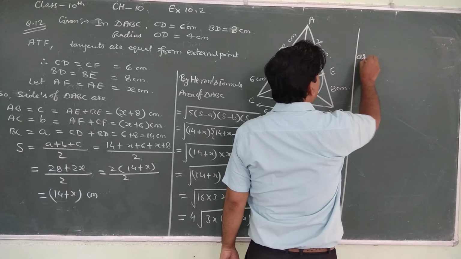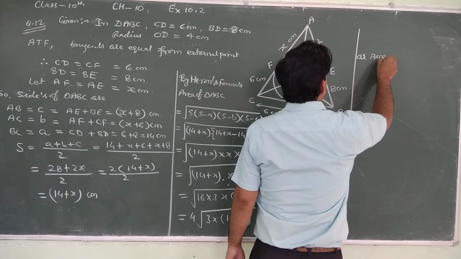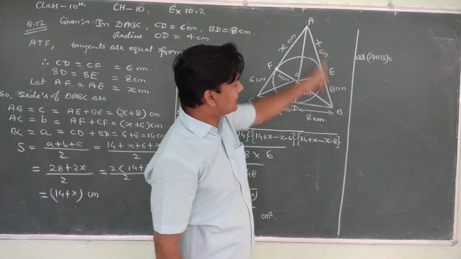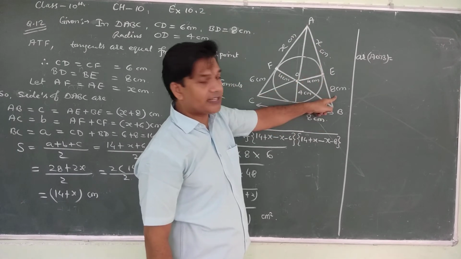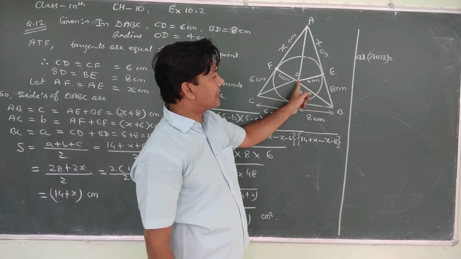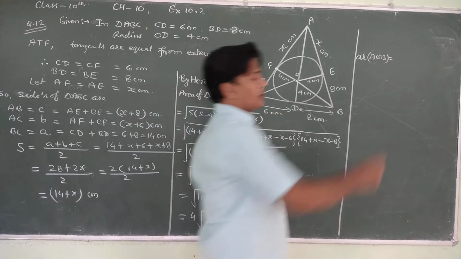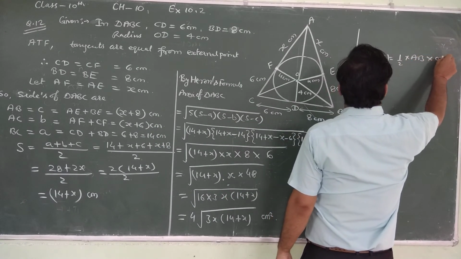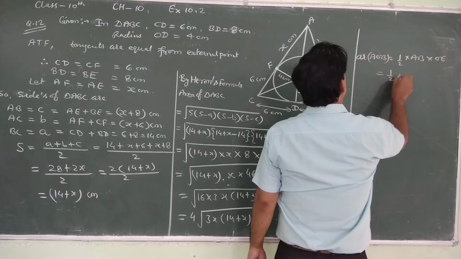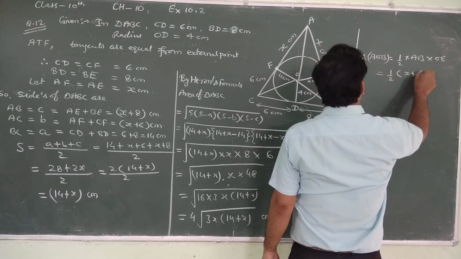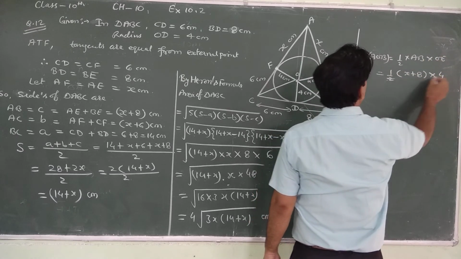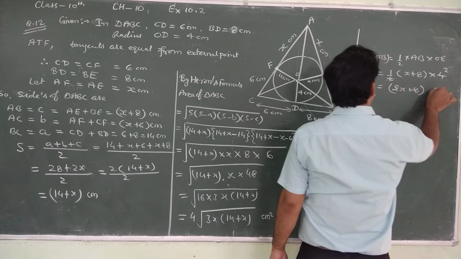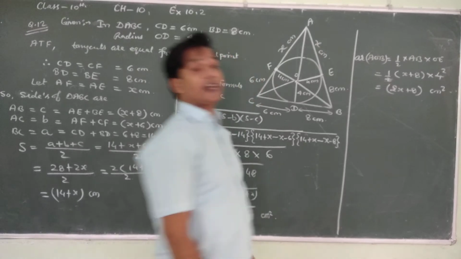So area of AOB. The base is AB, which is x plus 8, and the perpendicular, meaning height, is OE, 4. So 1 by 2 into AB into OE. The value of AB is x plus 8, whereas the value of OE is 4. 2 cancels 4 two times, so 2x plus 8 centimeter square. This is the area of AOB.